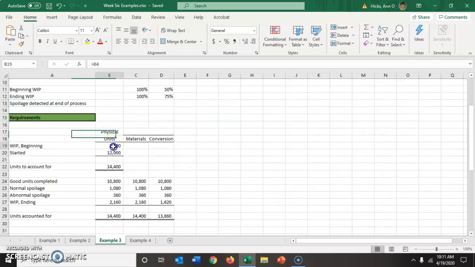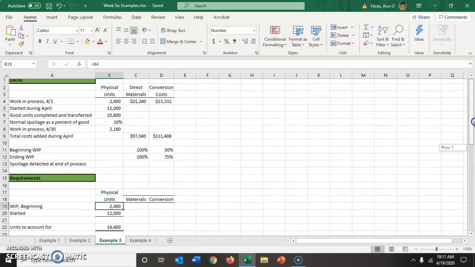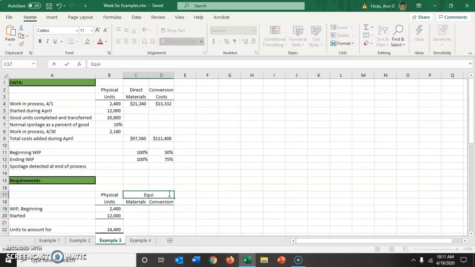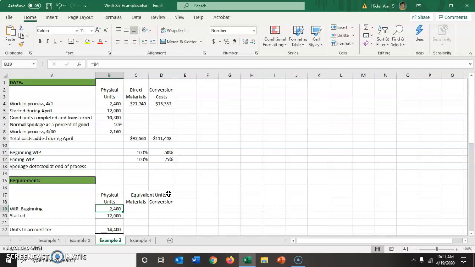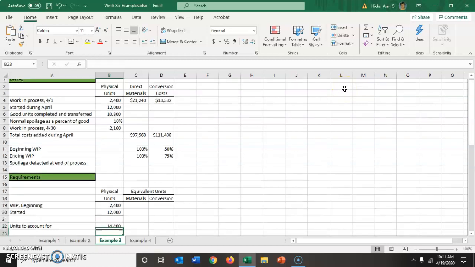Okay, so moving into the calculation for equivalent units, we have 2,400 units in beginning WIP. We started 12,000 units. So we have 14,400 units that we need to account for. And what that means is, of those 14,400, each of those units either was good and transferred out, or was spoilage, or was sitting in work in process at the end of April.